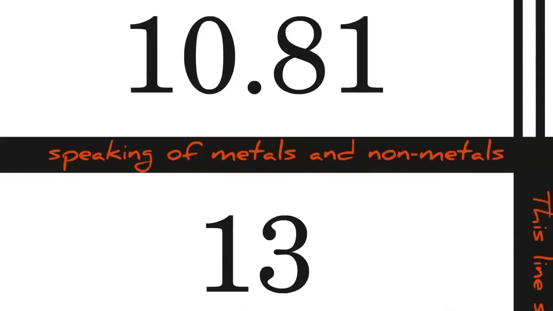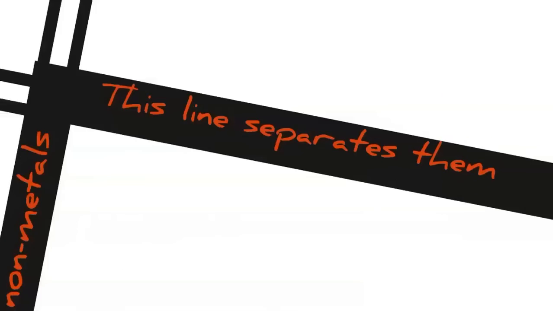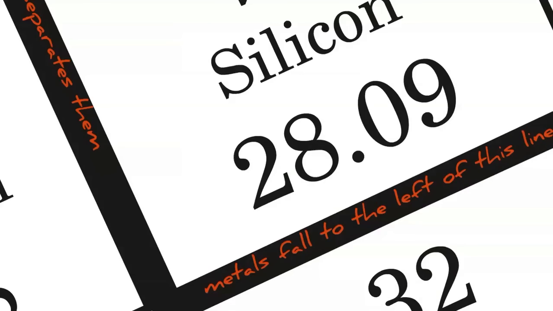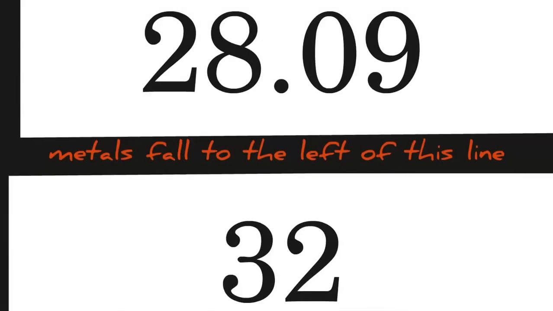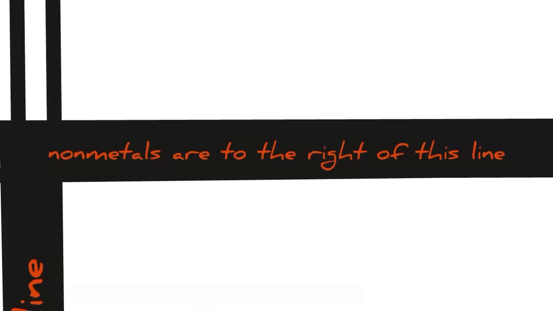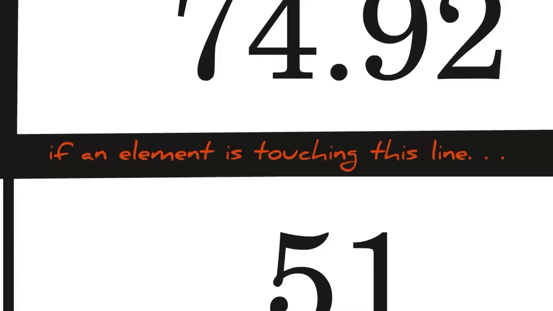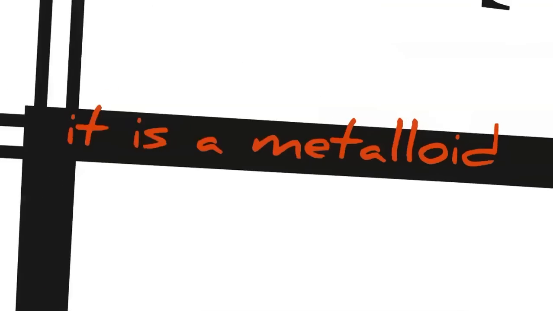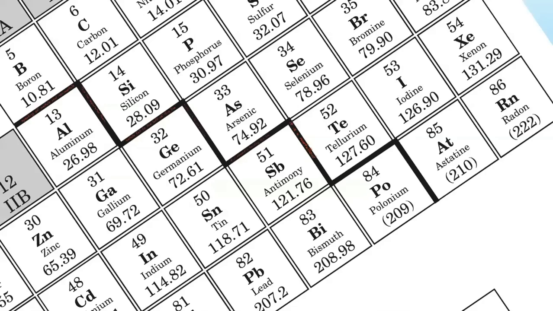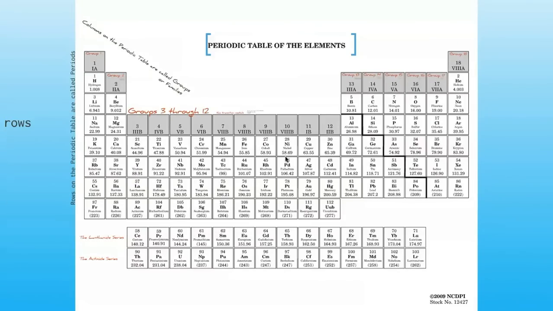Okay, speaking of metals and nonmetals, this line separates them. I called it the zigzag line or the stair-step line. I call it stair-step in my class. So metals fall to the left of this line. Nonmetals are to the right of this line. If an element is touching this line, it's a metalloid. Except for aluminum, which is just a metal.